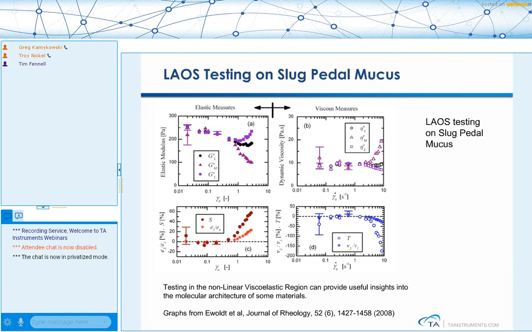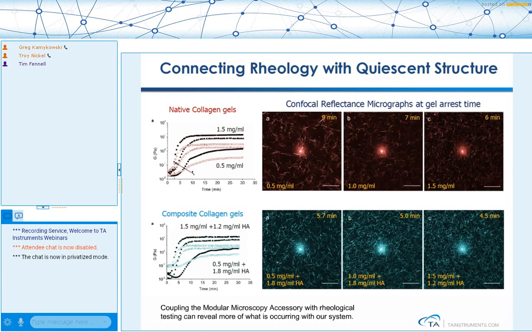But if you go back to this publication from 2008, there is a more elegant way of characterizing the properties in the nonlinear region. So we come up with parameters like the stiffening ratio and the thickening ratio that give the characteristic of your material in the nonlinear region. And sometimes that can give you some important information in terms of fingerprinting your material.